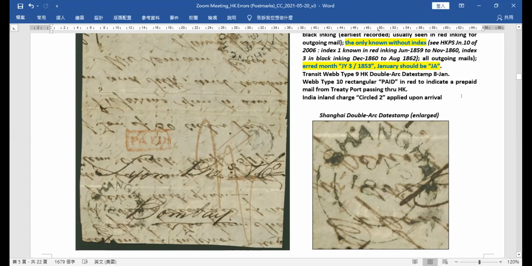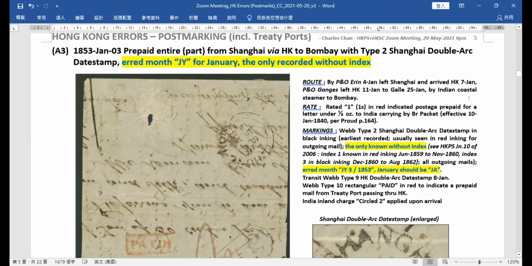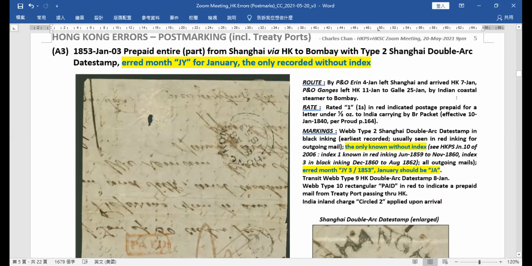Why can't the Hong Kong CDS be wrong? Because you need to be concerned about the route. The marking is important to confirm the route, and how the letter, part of the letter shape, is shipping. Unfortunately, it is not a complete entire with a daylight over there. But indirectly, we can reconfirm things by the route.